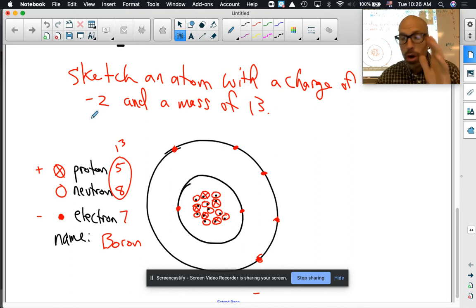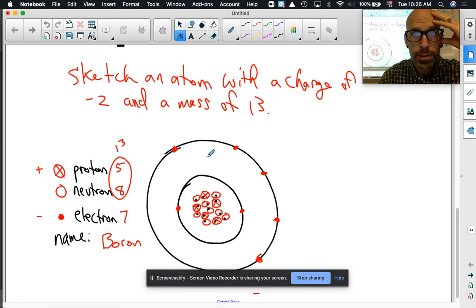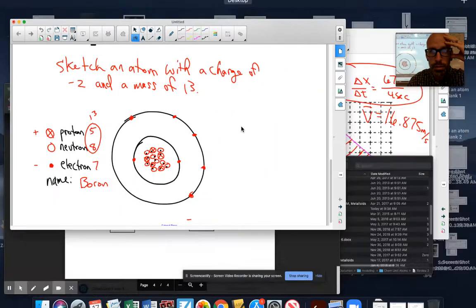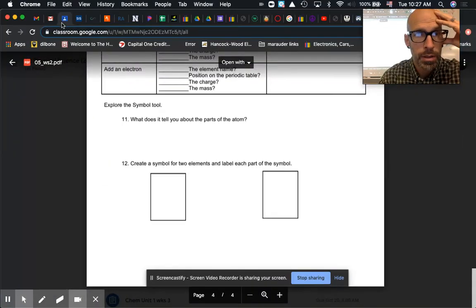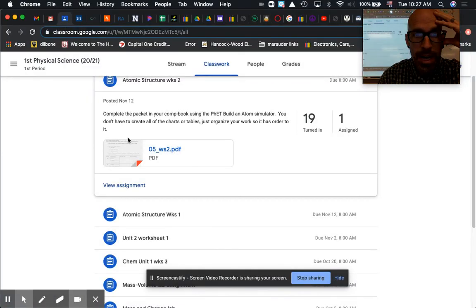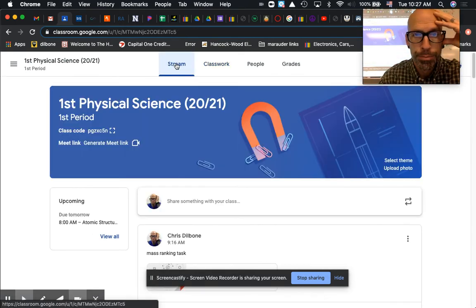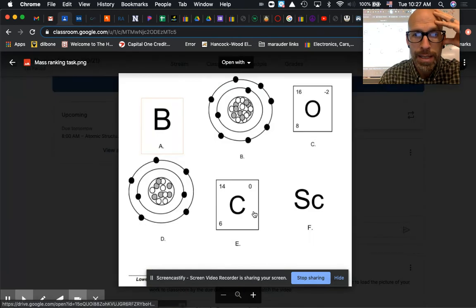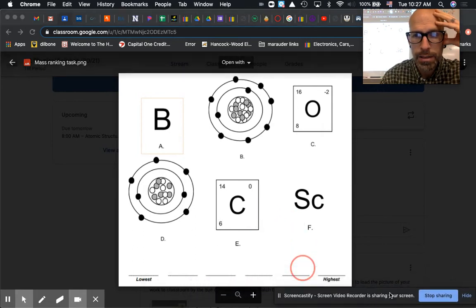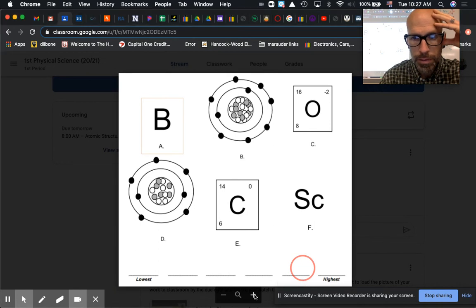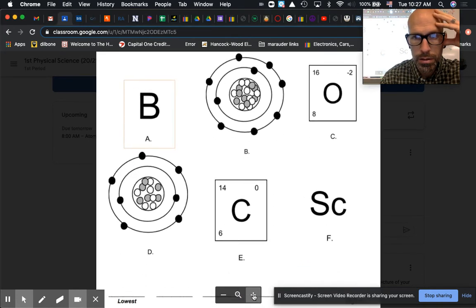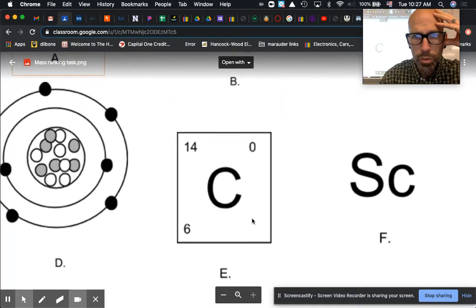Let's see. There's one other thing. Then I posted, and this is already on Classroom in the previous post. Oh gosh, where is it? Where's Classroom? Right here, in the stream. This is called a mass ranking task. So the mass ranking task, I can make this bigger. Let's see if I make this bigger.